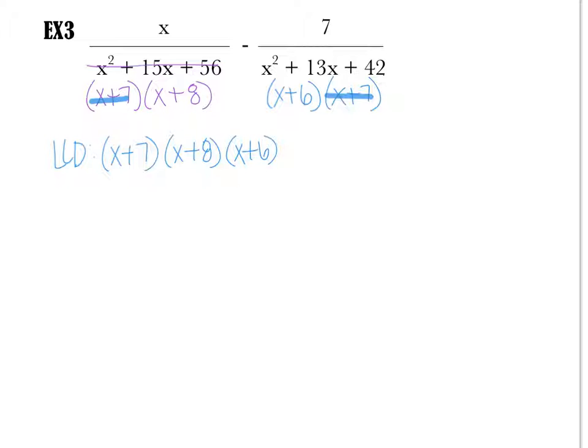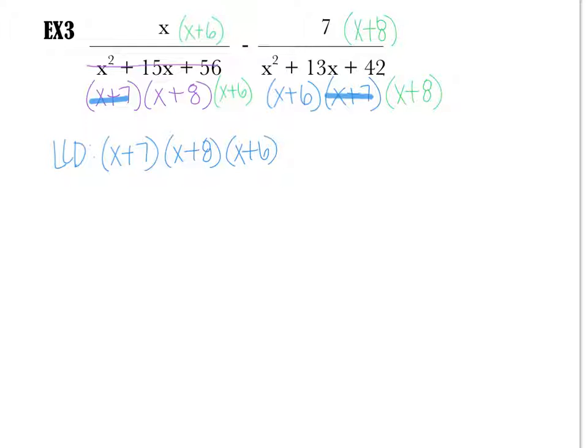So what does the first fraction need that it doesn't have? So when I look at the first fraction, it has the x plus 7, it has the x plus 8, so it needs that x plus 6. So when I multiply the denominator by, I have to multiply the numerator by. All right, and then my second fraction, it has the x plus 6 and the x plus 7, so it's just missing that x plus 8. And I'm going to multiply the numerator and the denominator by that.